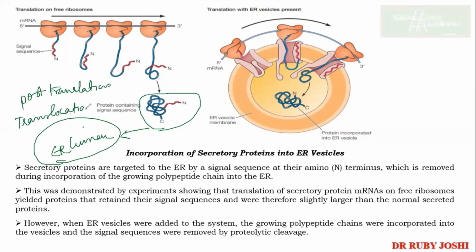Now if it is present in the ER, what have they done here? These scientists have added the ER vesicles. Why? Because this much is clear to you: the translocon is present, and the ribosomes with mRNA are coming and binding, and then they are releasing the polypeptide chain into the vesicle. Is this much clear?